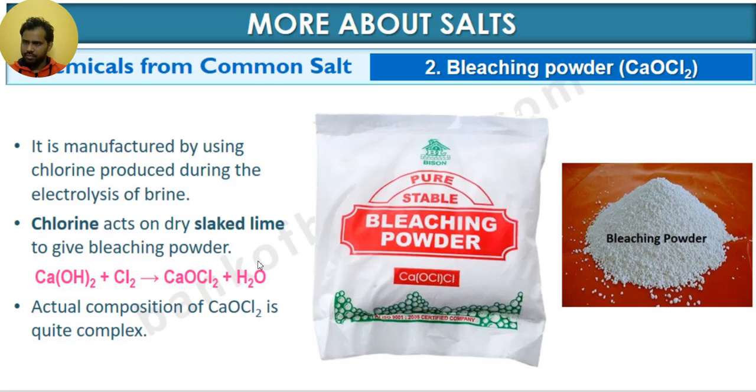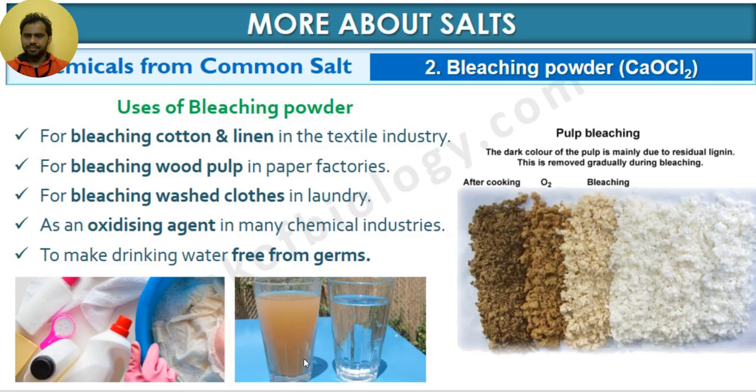The actual composition of CaOCl2 is quite complex. Now where is bleaching powder used? What is the use of bleaching powder? It is used for bleaching cotton and linen in the textile industry, for bleaching wood pulp in paper factories, for bleaching washed clothes in laundry, as an oxidizing agent in many chemical industries, and to make drinking water free from germs. The dark color of the pulp is mainly due to residual lignin. This is removed gradually during bleaching. This is pulp bleaching.